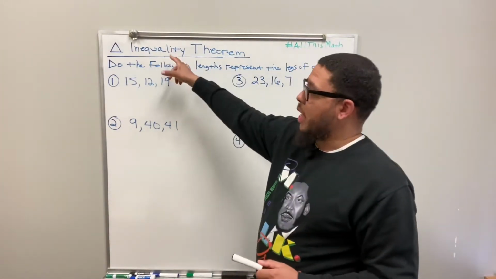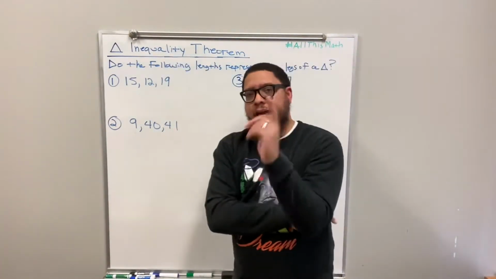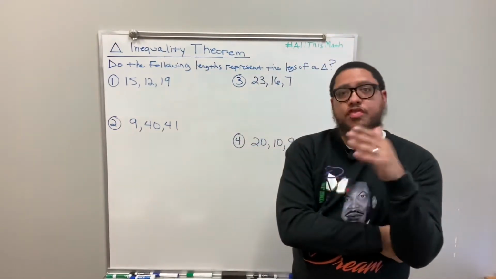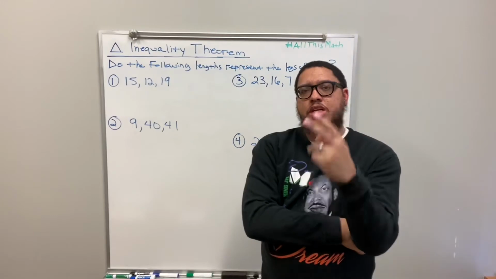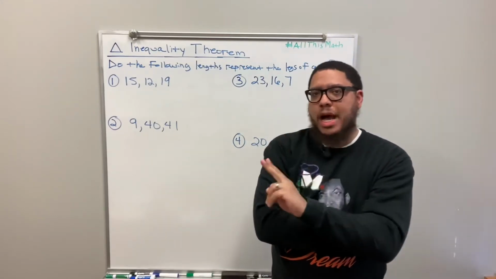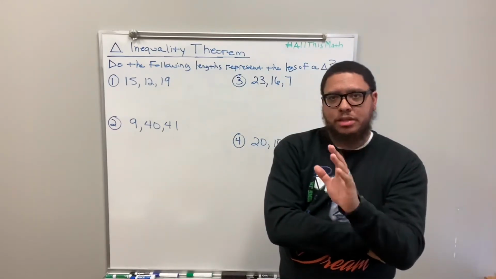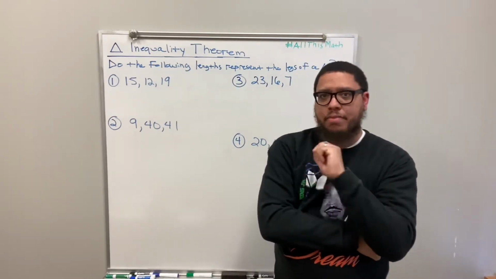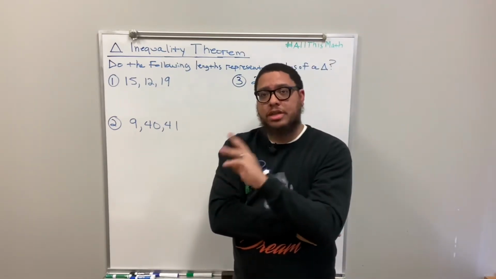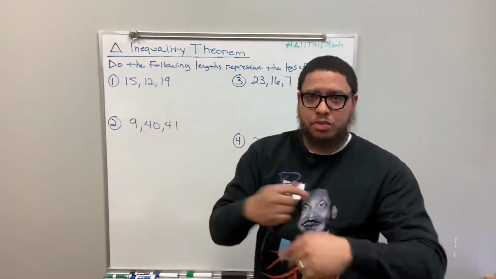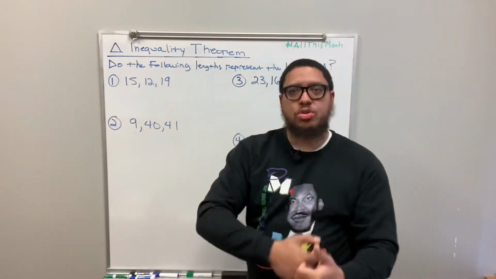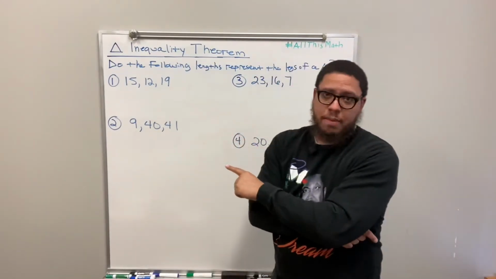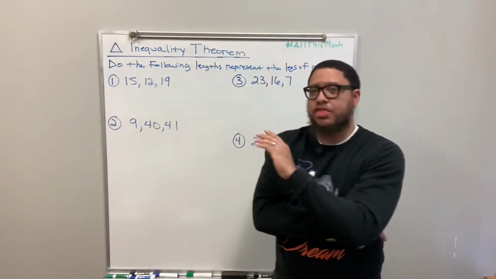The Triangle Inequality Theorem basically says this. In any triangle, I want you to focus on this, the sum of any two sides has to be greater than the other side that's left out. I'm going to say it again. The sum of any two sides. Now, understand what the word sum means. That means when you add things together, the result you get from addition. The sum of any two sides of the triangle must be greater than the third side.